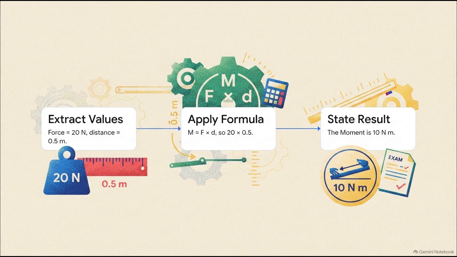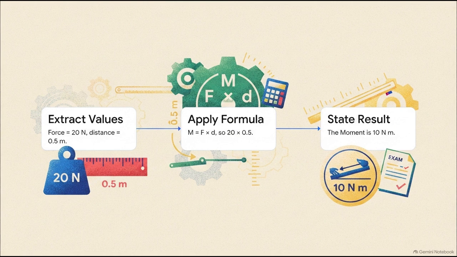Let's actually run the numbers on a real example, just like you'll need to do on an exam. Step 1. Always identify your given values. Let's say force is 20 newtons and distance is 0.5 meters. Step 2, you apply the formula. M equals F times D, so 20 times 0.5. And step 3, state your result with those correct units. The moment is 10 newton meters.